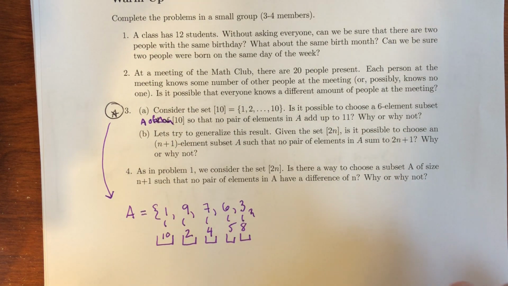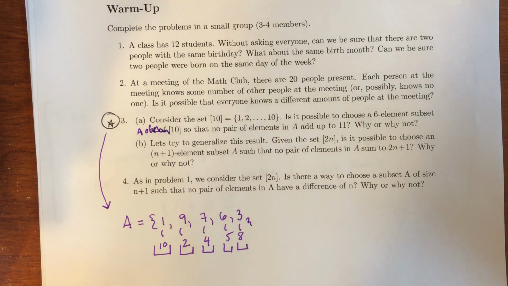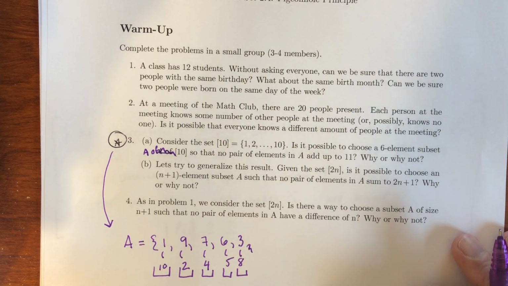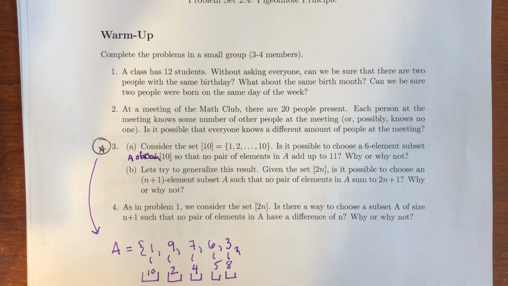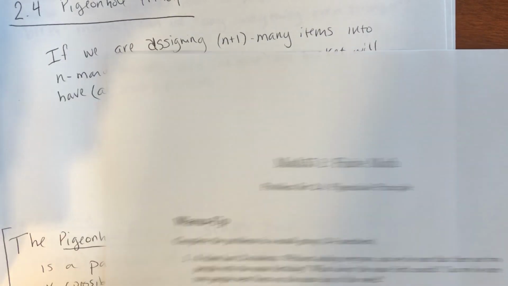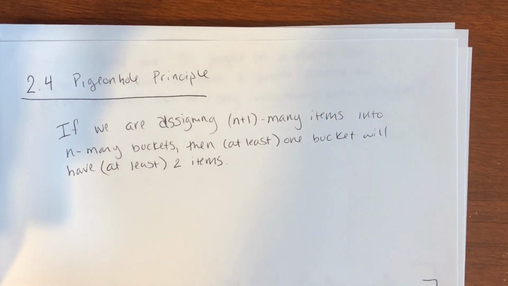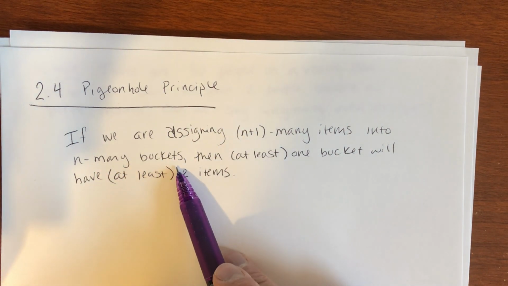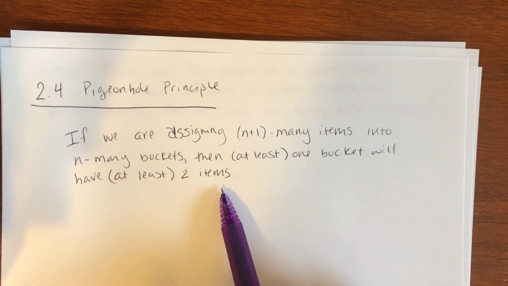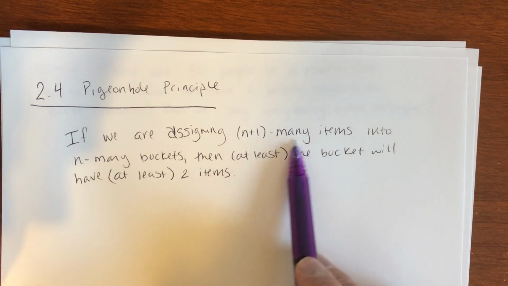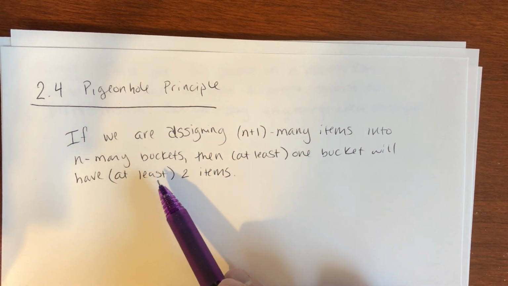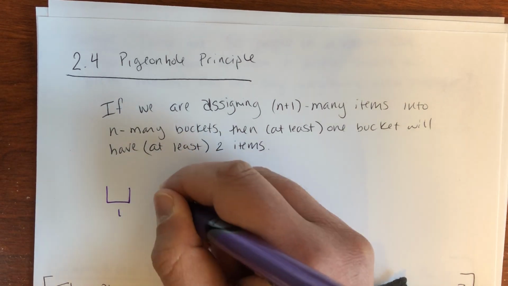But this is getting at the idea of a very important principle in math, which seems very straightforward, but which, in order to sort of formalize it, we have to introduce some new notation. So this is called the Pigeonhole Principle. And the Pigeonhole Principle says, roughly, if we're assigning n plus 1 many items into only n many buckets, then at least one bucket will have at least 2 items, right? Think about this if you want to, as you have some number of pigeons, n plus 1 many pigeons, and you're sticking them into n different pigeonholes. You can draw a little picture here.